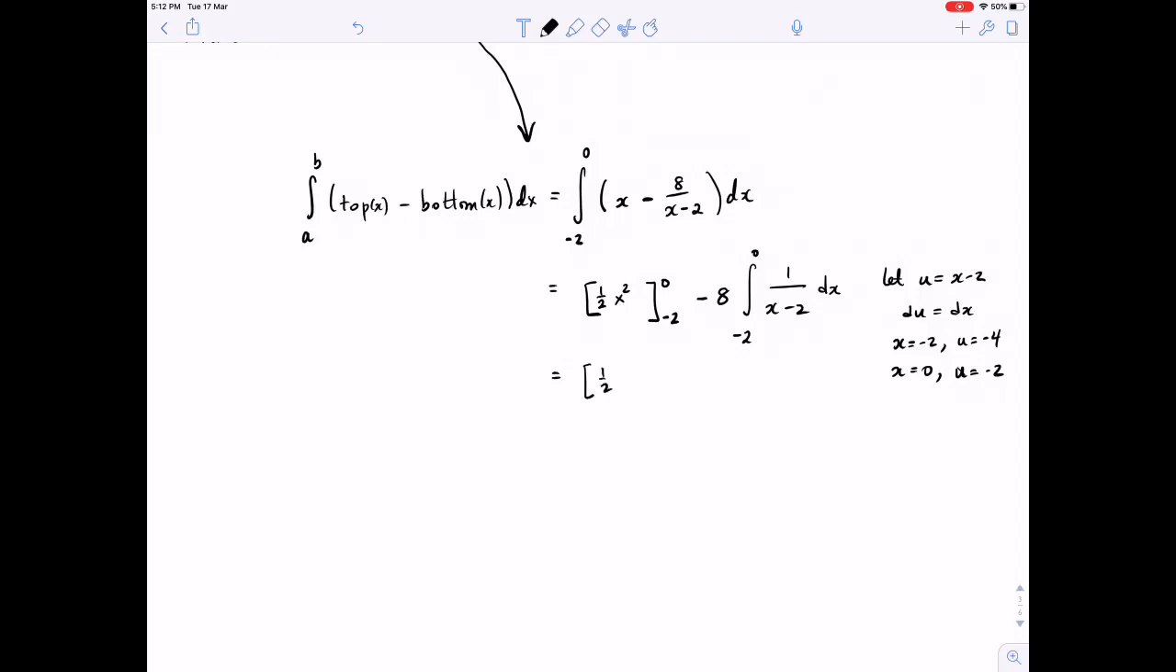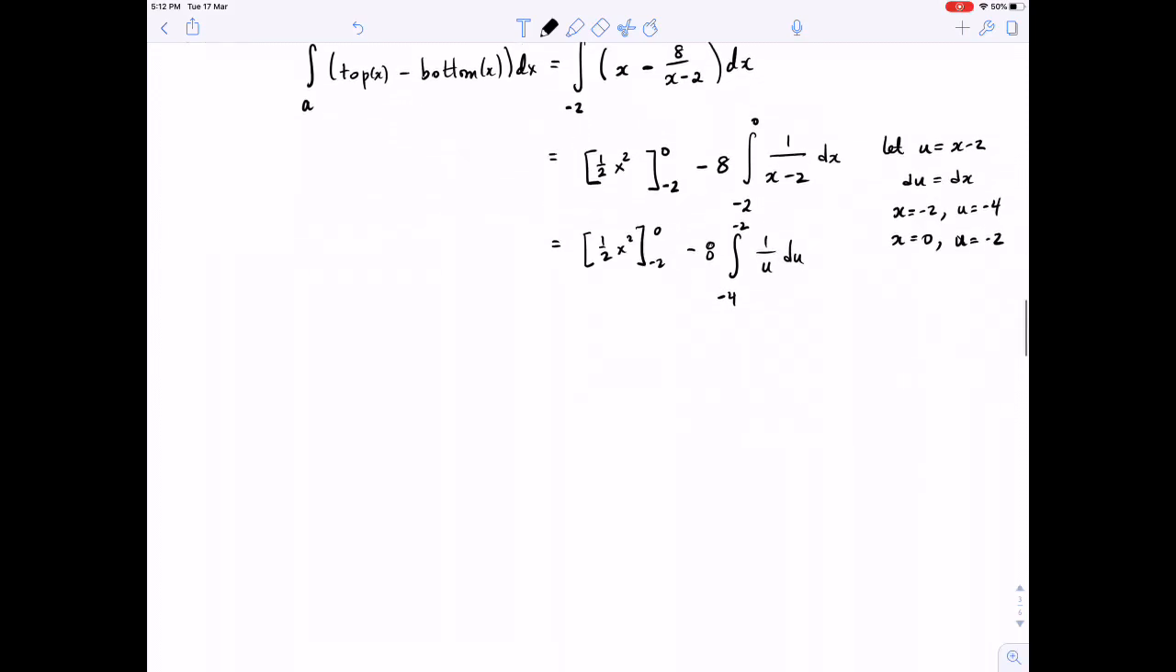We'll evaluate everything in just a moment here. So from minus 2 to 0 again, 8 times the integral. I'm going to rewrite my new bounds. So my new bounds are in terms of u now. These are u values from minus 4 to minus 2 of 1 over u du. That's an antiderivative, which is now one of the basic ones. It's one of the Cal 1 derivative rules backwards, so we can take that immediately with no further work.